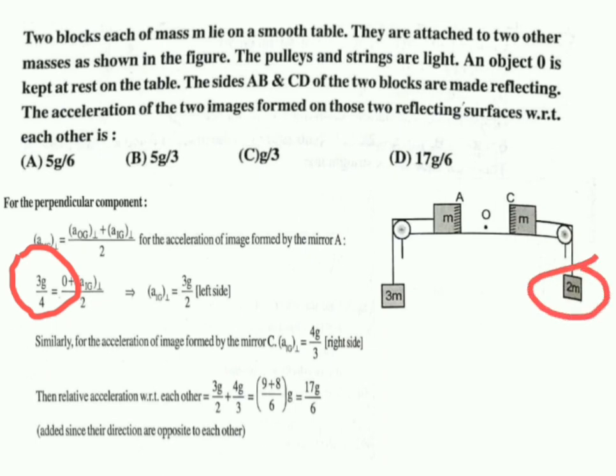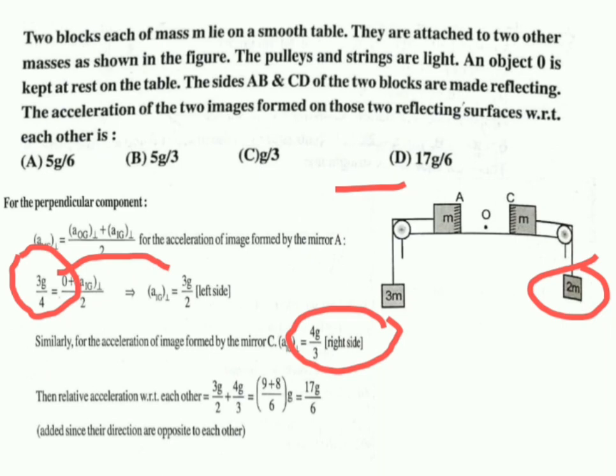Now we have got the acceleration of this block and even of the 2 mg block, which we got as 2g by 3. But just now I told you, what is the acceleration of image with respect to ground? It is nothing but double. When you double 3g by 4, we get the acceleration of image with respect to ground for the left block. Similarly, acceleration of image with respect to ground for the right block is 2 times 2g by 3, that is 4g by 3. Now we want relative acceleration.